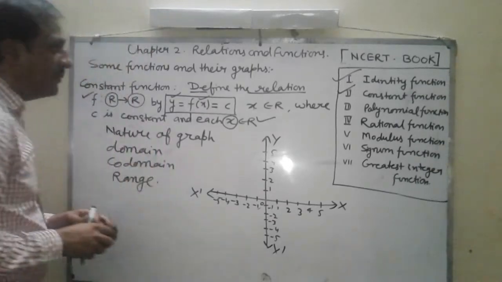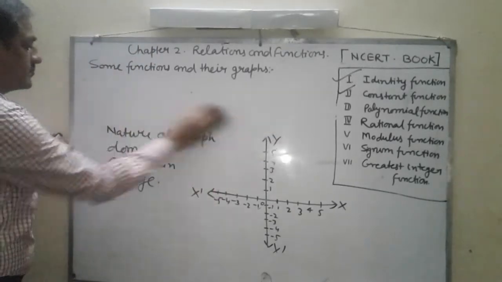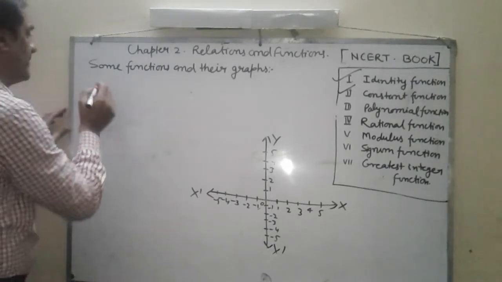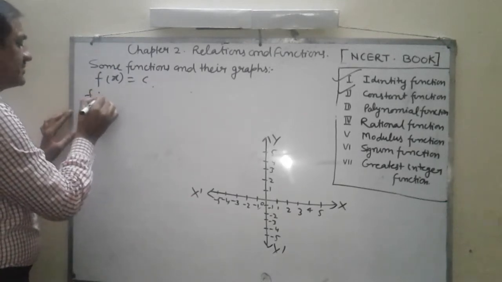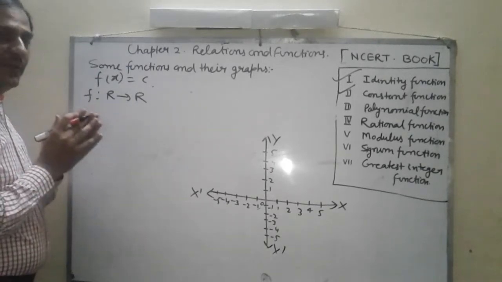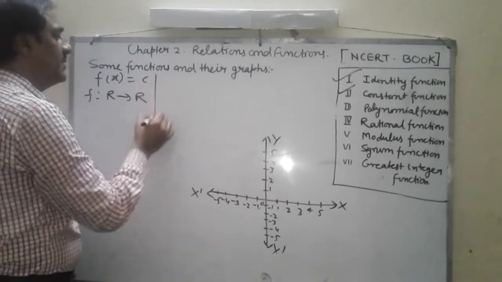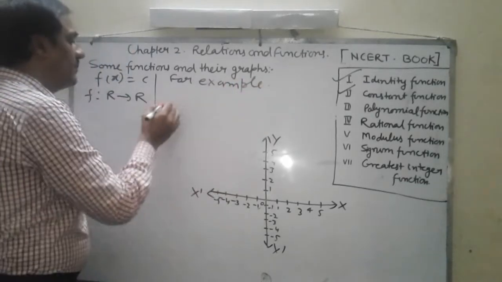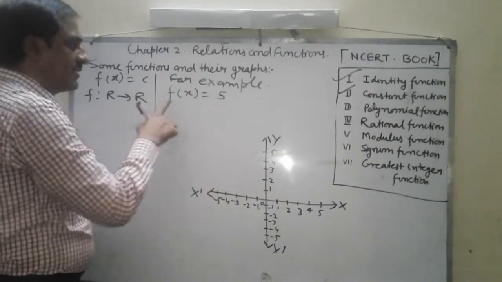Suppose now I am taking an example for the explanation of the constant function. According to the definition of a constant function, f of x is equal to c and f such that R to R. Here the domain and codomain both will be real numbers. And what should be the range of this graph? For example, f of x is equal to 5.